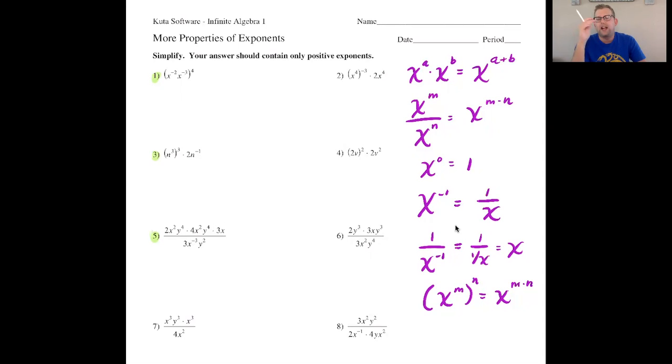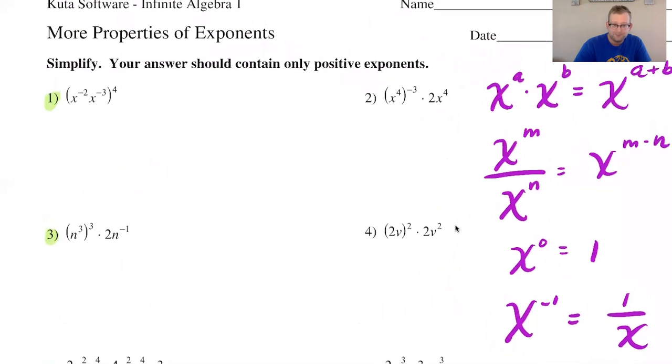And then finally, if I have a term raised to some exponent, and if that term already has an exponent, then what we do is we just multiply those two numbers together. Okay, so without further ado, let's go through these problems.